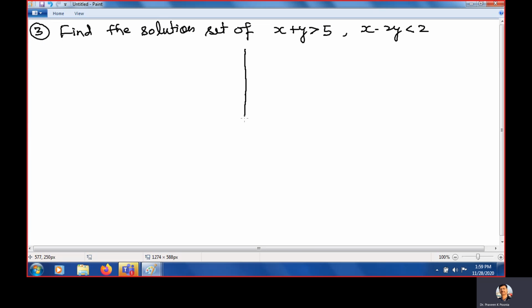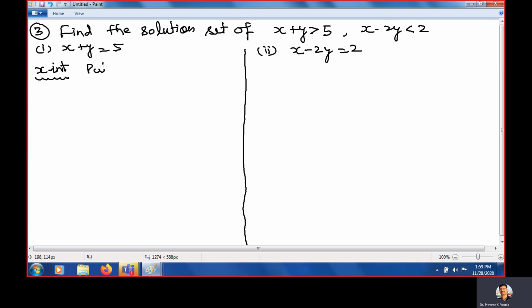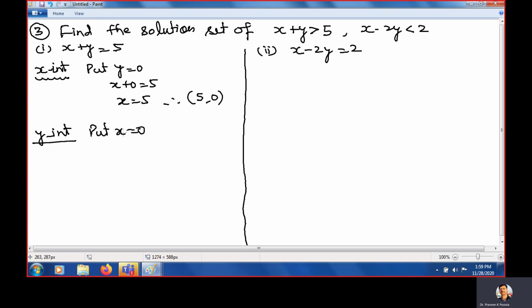So what we are going to do is divide our screen into two portions. One, we will consider this as an equality, x plus y equal to 5. We will find the x intercept and y intercept. Okay, x intercept means put y equal to 0. So how much is it? It is x plus 0 equal to 5. So x is equal to 5. So (5, 0) is the x intercept, and for the y intercept, put x equal to 0, it is 0 plus y equal to 5. So y equals 5. Therefore (0, 5) is the y intercept.